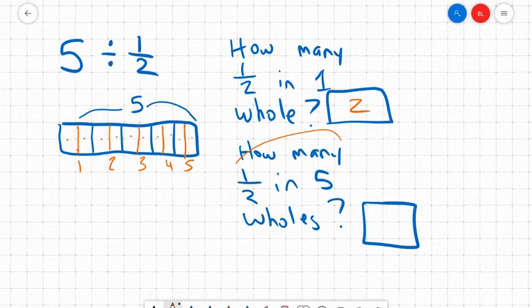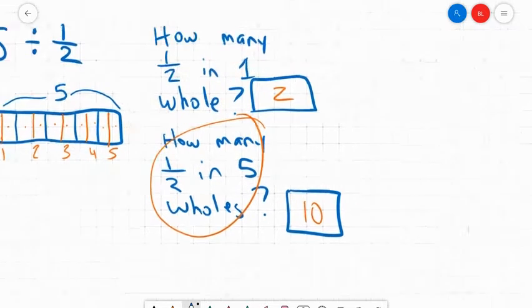So how many halves are in 5 wholes? Well, 10. And again, I'm hoping that you see some sort of pattern here with this. Let's try it again. This one I want you to do with me.